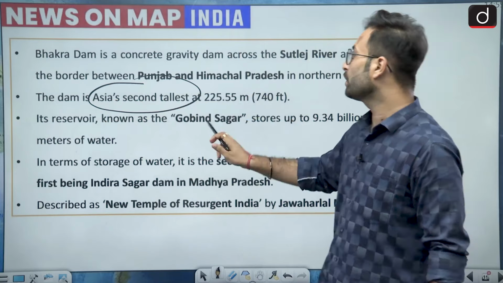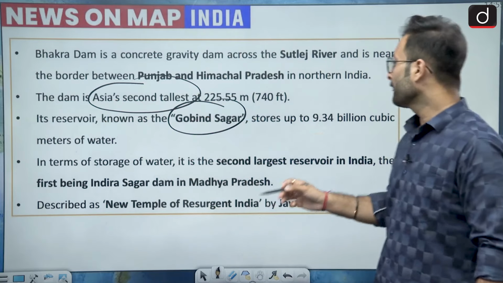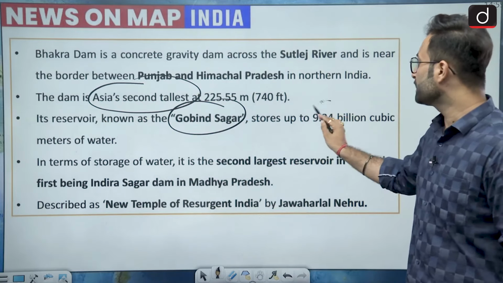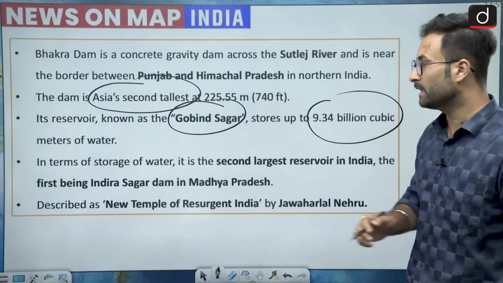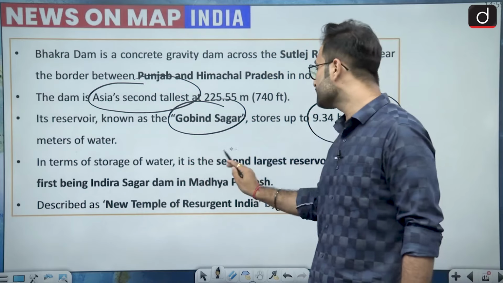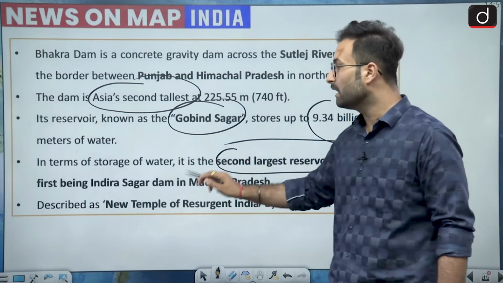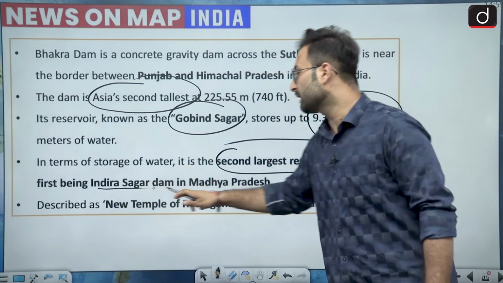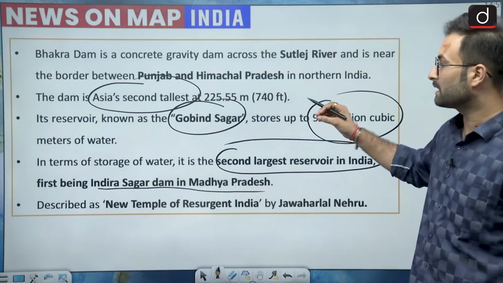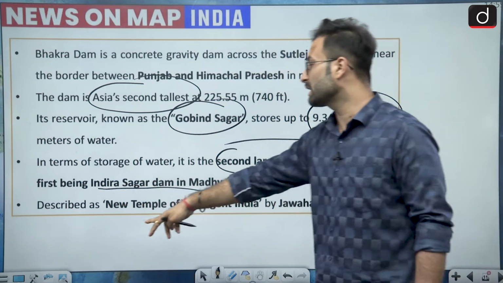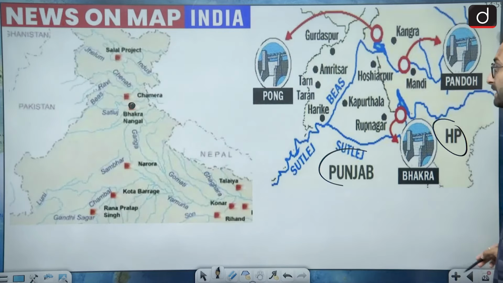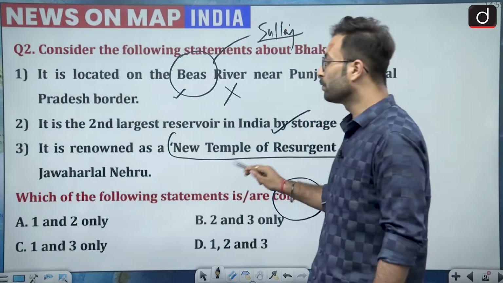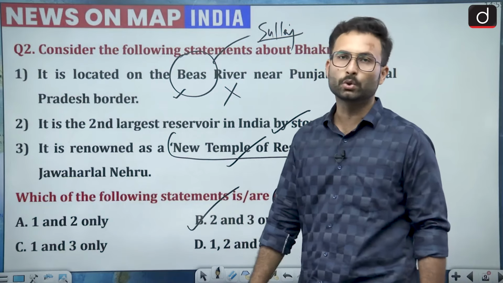Second, it is also known as the Gobind Sagar Dam, and it has a storage capacity of 9.34 billion cubic meters of water. In terms of storage, it is the second largest reservoir in India, the first being the Indira Sagar Dam in Madhya Pradesh. So those are certain facts, and it is also described as the new temple of resurgent India by Jawaharlal Nehru. So we can say that both these statements are true. Option B would be the right answer, that is 2 and 3.